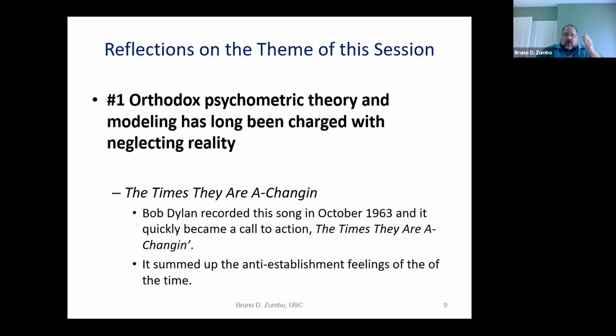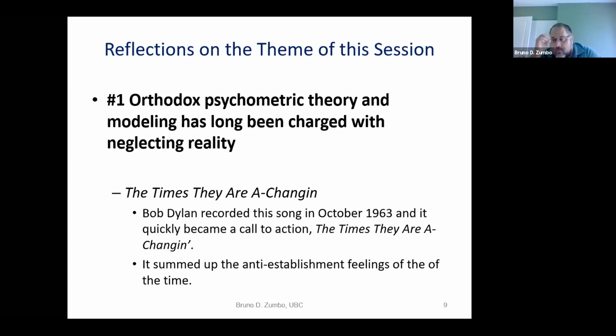Here's another reflection that really struck me, and it was the song "The Times They Are A-Changin'." Bob Dylan in '63, those of us of a particular vintage will have heard that, perhaps under particular influences at the time. But this anti-establishment feeling really does occur in psychometrics. Orthodox psychometric theory and modeling has long been charged with neglecting reality. In fact, you may even say orthodox psychometric theory, as advocated by people like Zumbo, has long been charged with neglecting reality. And I'm still struggling with test theory models.